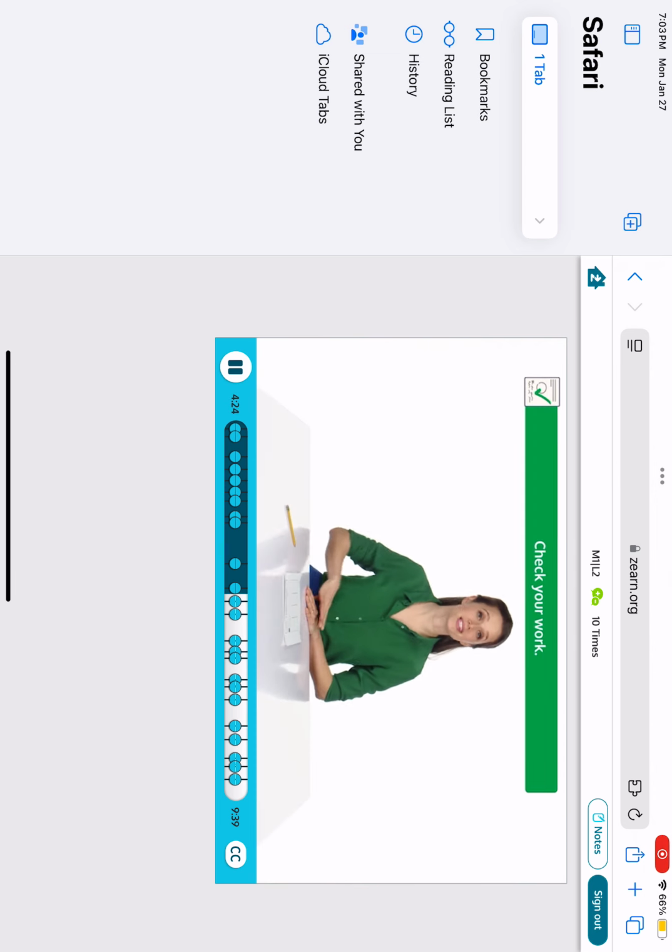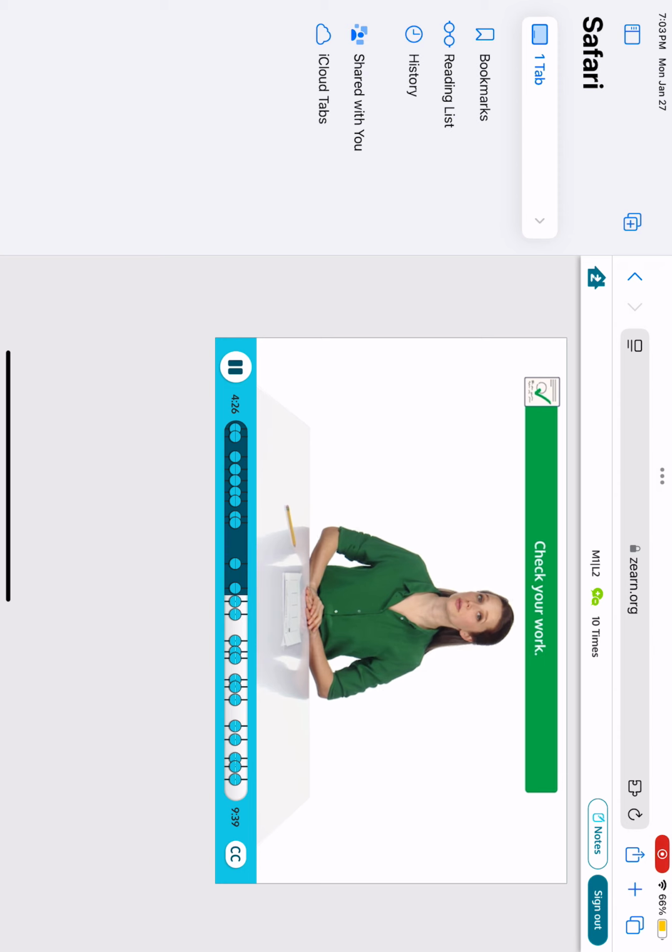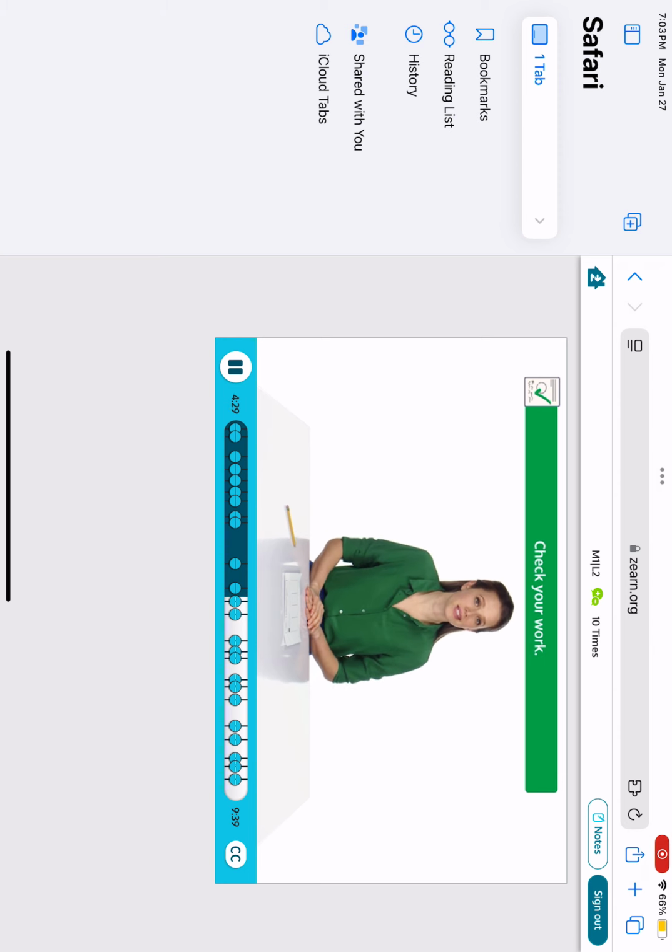This green bar means it's time to check your work. Your notes should match the work on screen. If you made a mistake, cross out your mistake and write the correct answer next to it. Don't erase.